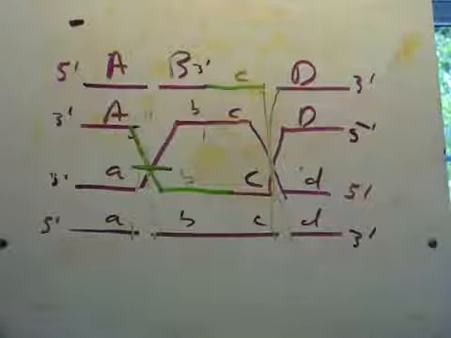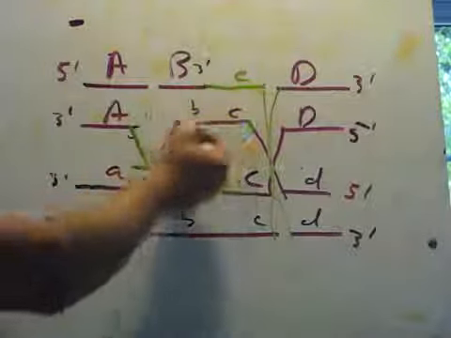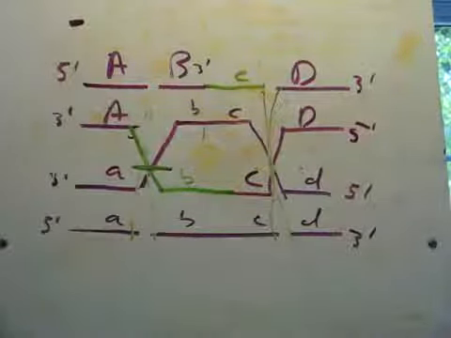But the important thing to remember is that during crossing over and in non-crossing over, there are still these patches of gene conversion that happen at the site of the double-stranded break.